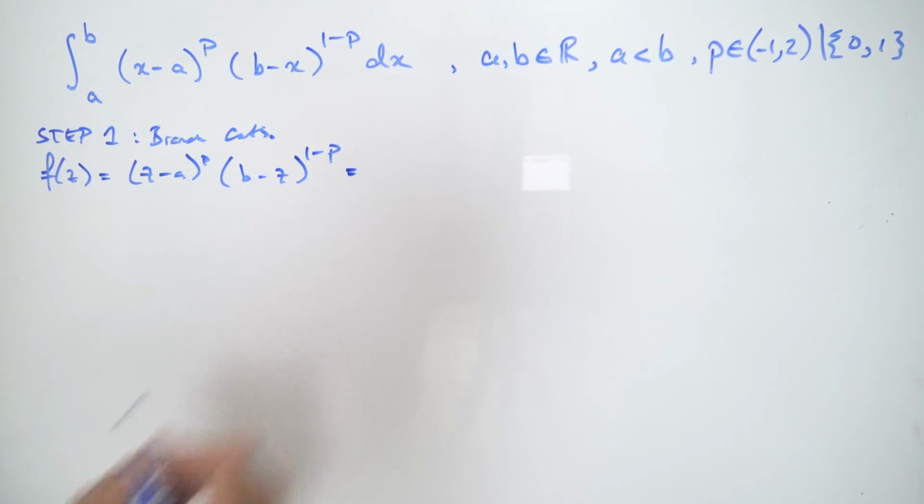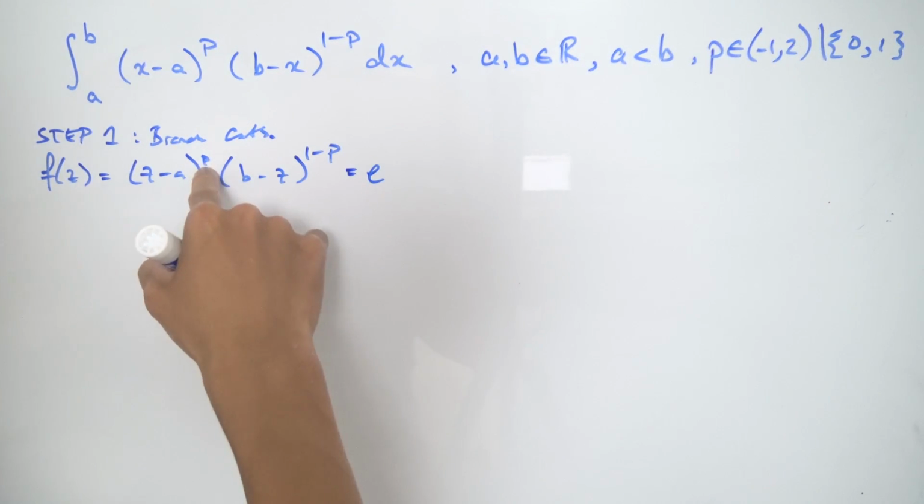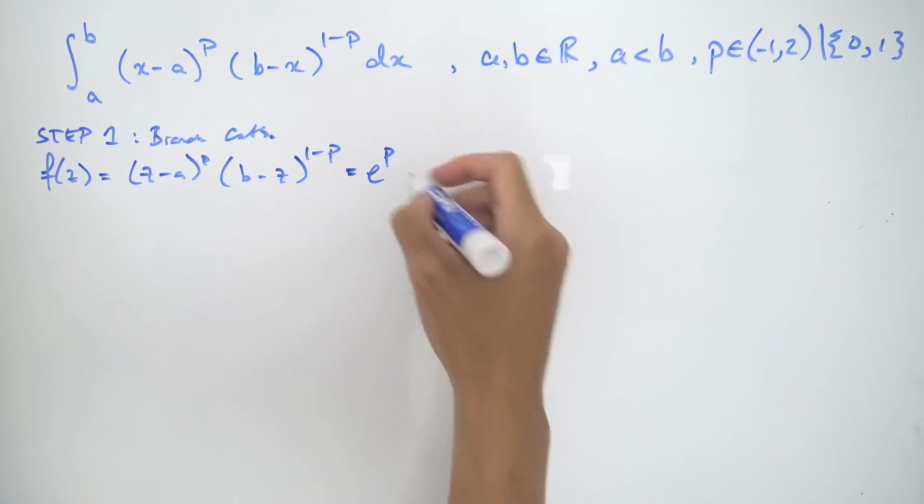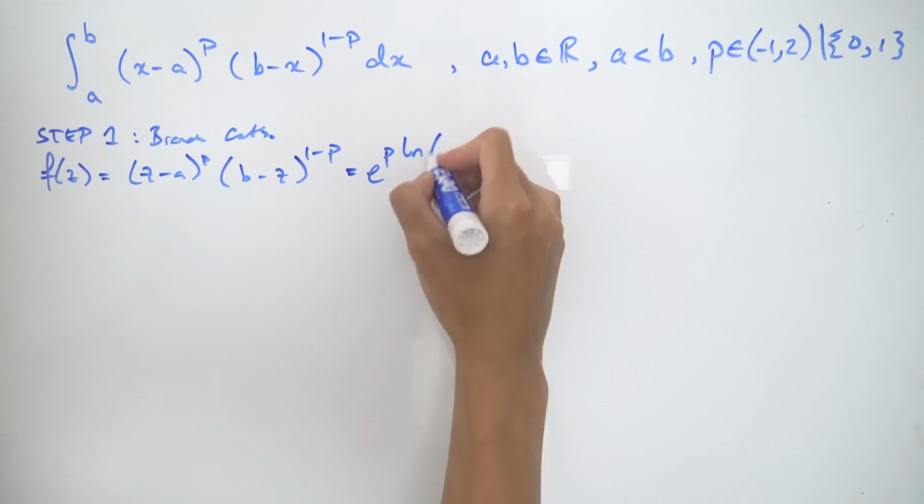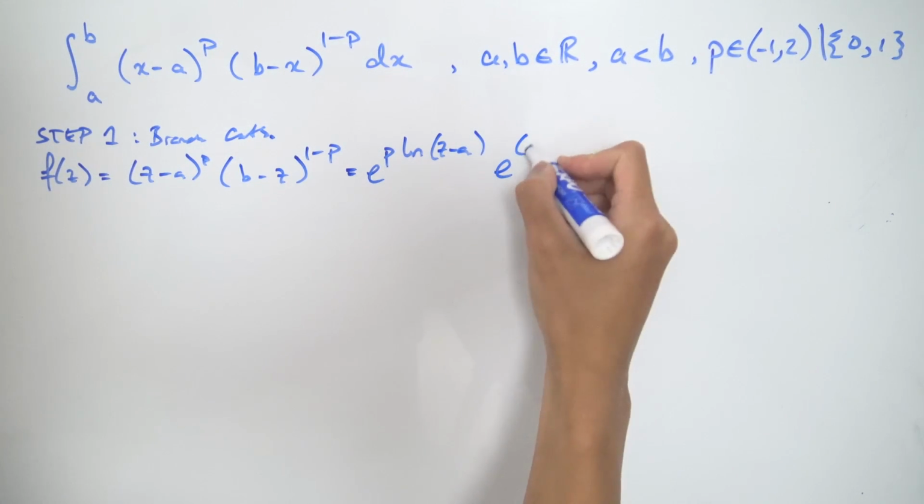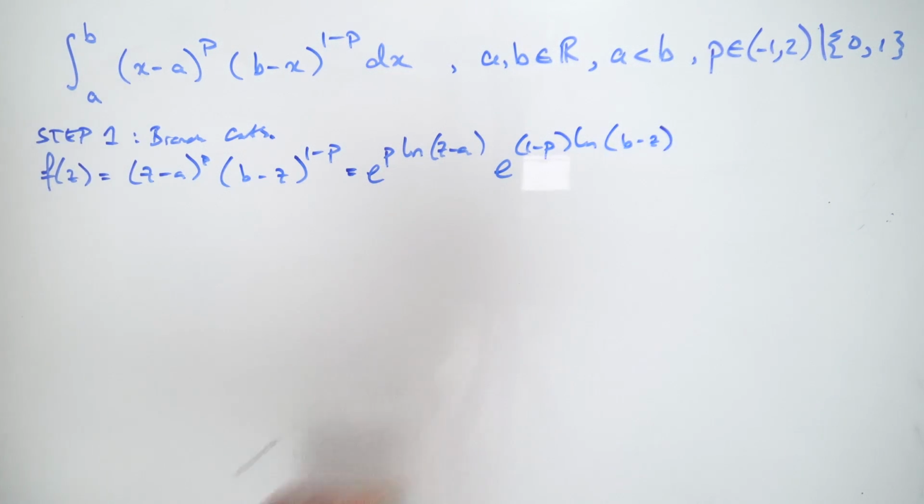So in order to do that, let's turn everything into base e. First of all, we have e to the pth power, and then since we're bringing the z minus a up to the top, we take the natural log of z minus a. Then same deal for the second factor, we're going to have e to the 1 minus p, and then natural log of b minus z, like so.